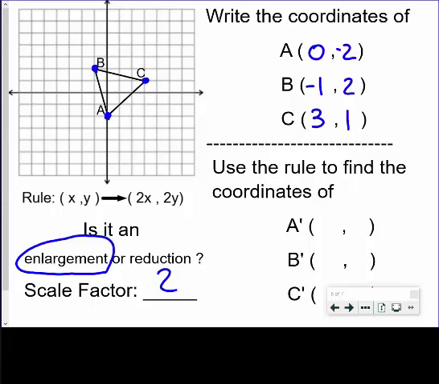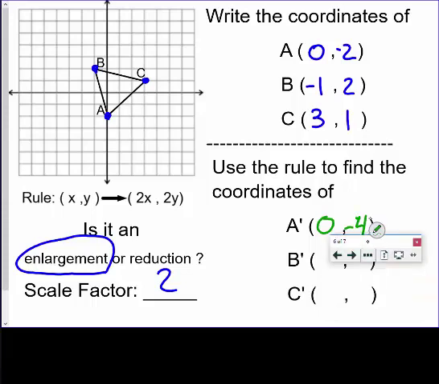So 0 times 2. Negative 2 times 2. Negative 4. See if you can do B and C the same way.